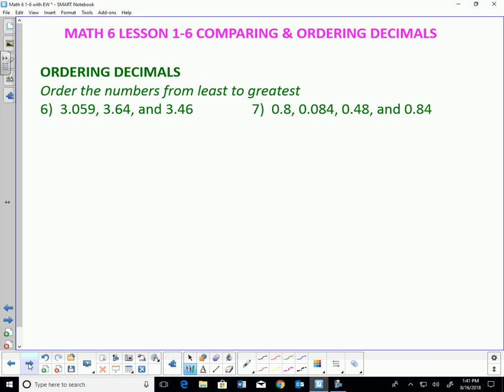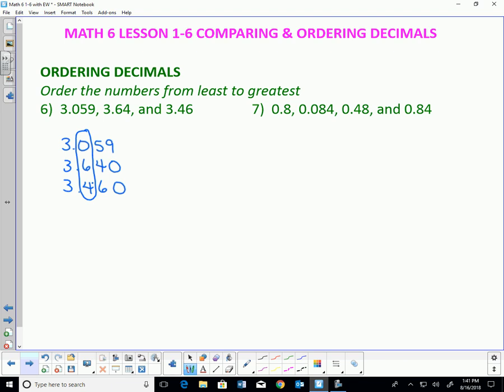So I have 3.059, 3.64, and I'm going to add a 0 so they have the same number of places. And I have 3.46. I'm also going to add another 0 so they have the same number of places. All the whole numbers are the same. They're 3. So now I need to look at these place values right here.